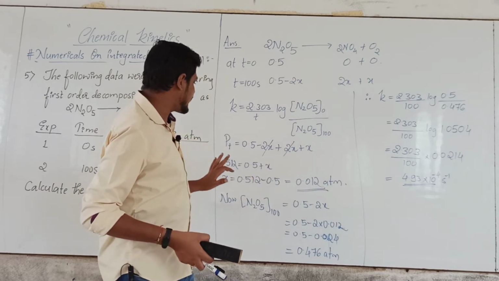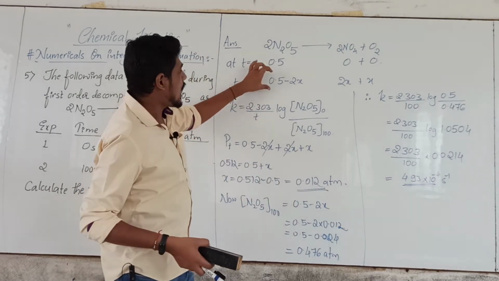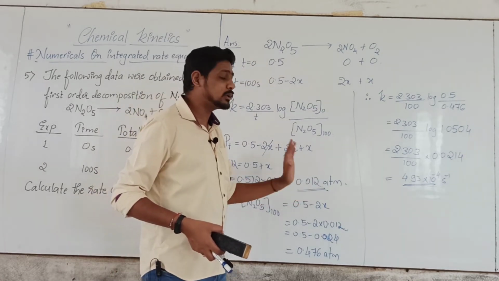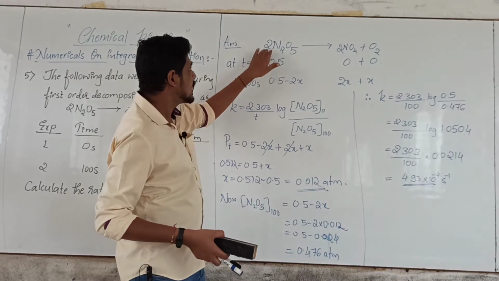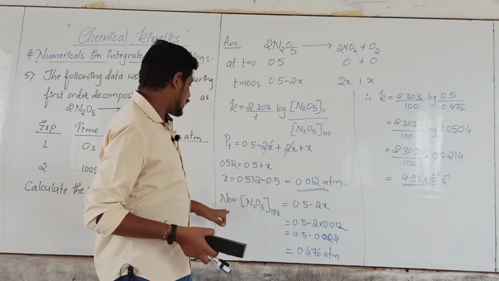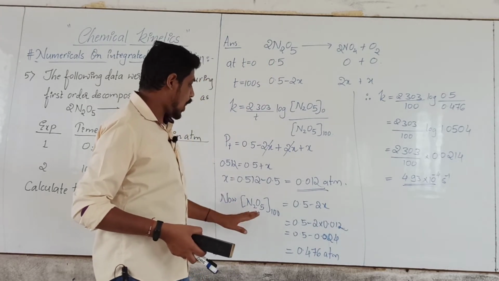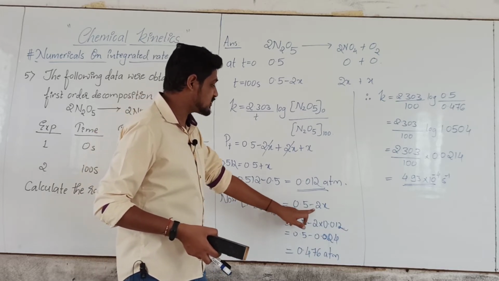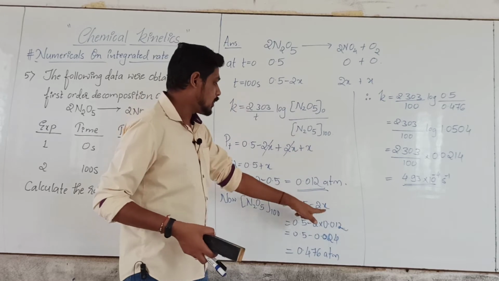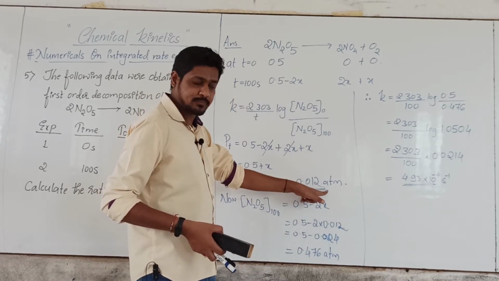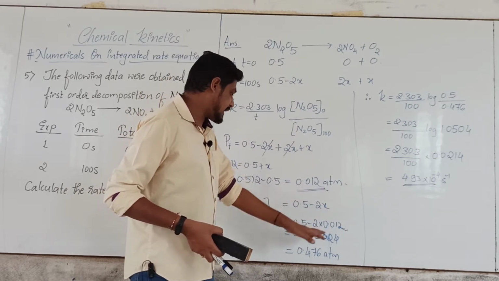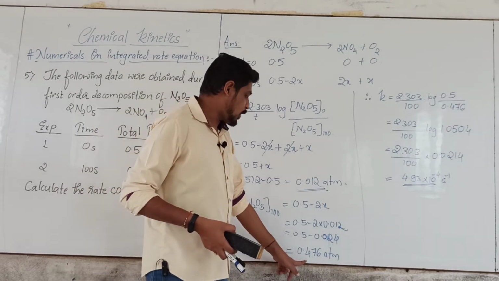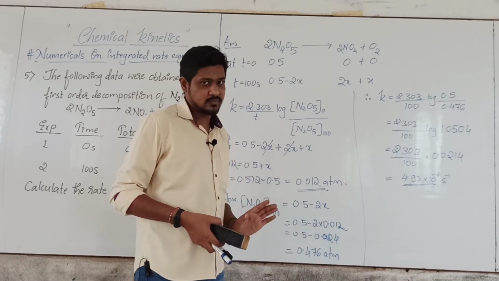What is this indicating? At 100 seconds, how much nitrogen pentoxide has decomposed? Only 0.012 amount of this has decomposed. So now the concentration of nitrogen pentoxide left at 100 seconds is equal to 0.5 minus 2x. We have already calculated the x value here. Substituting that, the concentration of nitrogen pentoxide at 100 seconds is 0.476 atmospheres.